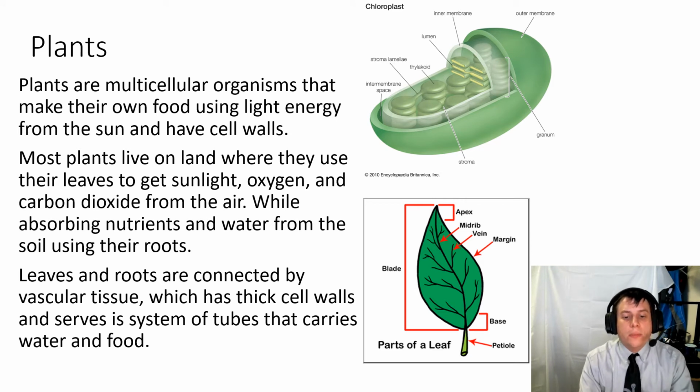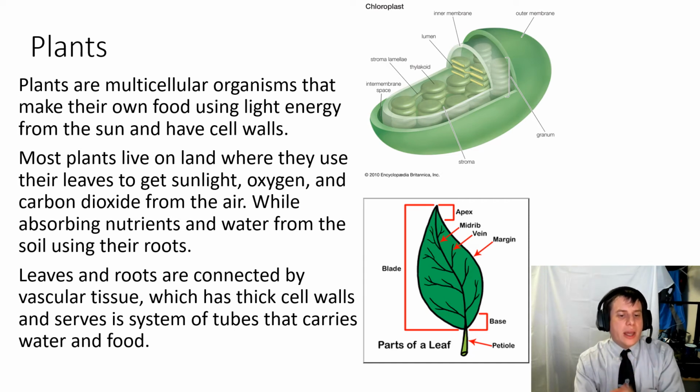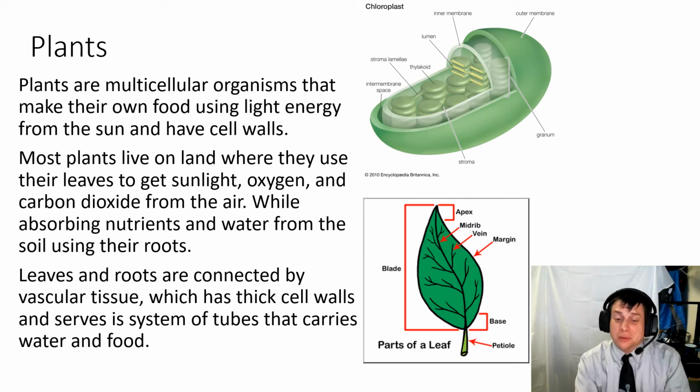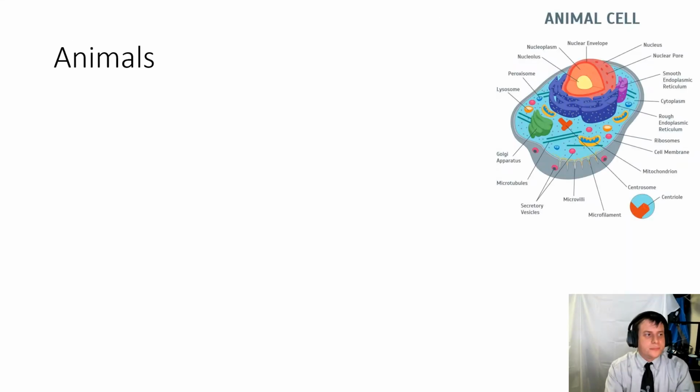All right, cool. Then you have the parts of the leaf right over here. And you can see that you've got the veins, the ribs, the whole blade, and then the base of the leaf. Those are the basic structures of a leaf. I think most of you guys are pretty familiar with plants. I mean, come on, they're plants. I know we live in Arizona, but that is the general idea here. All right, then let's talk about animals.